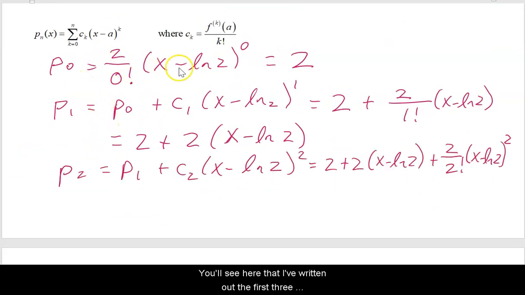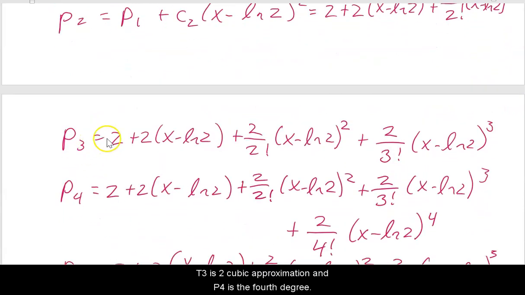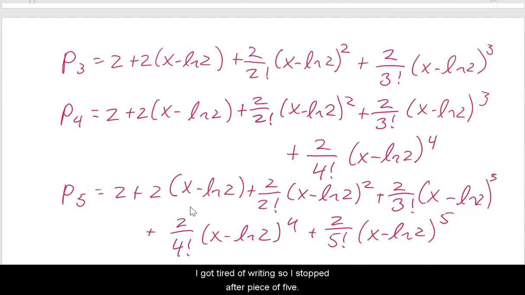You'll see here that I've written out the first 3 approximations, with the 0th being the first. P1 and P2 are the linear approximation and the quadratic approximation. P3 is the cubic approximation, and P4 is the 4th degree. I got tired of writing, so I stopped after p sub 5. But I'm sure you've got the pattern and you could write down the last 2, p sub 6 and p sub 7, for yourselves.